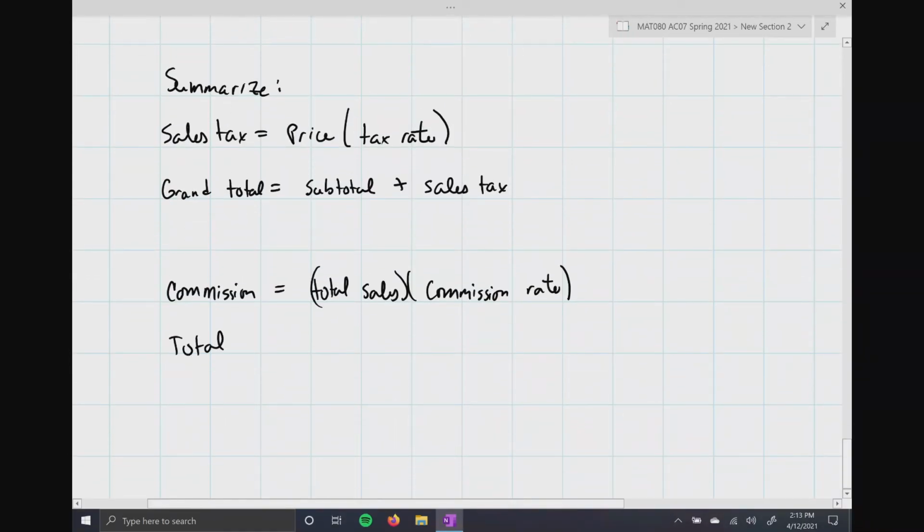And then anytime you deal with commission, you're going to hear total pay will equal the base salary, or base pay, plus commission.